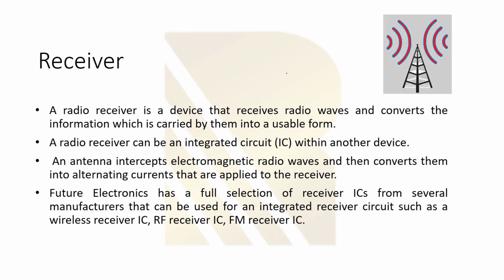So we say a radio receiver can be again an integrated circuit within another device. The antenna intercepts electromagnetic radio waves and then converts them into alternating currents that are applied to the receiver. Exactly opposite of the transmitter. This time the antenna intercepts the waves and converts them to current. So this is RX. We get it and do the demodulation process and everything inside the receiver. We separate the usable data, and generally it's like this.